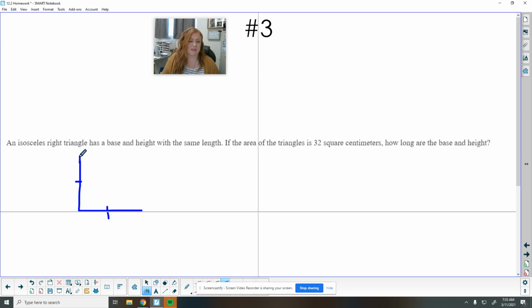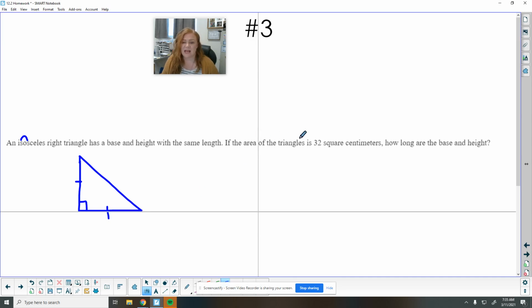I need to make that one just a little longer. And then we're connecting. And here's our right angle. So isosceles, I always remember that there's these 2 S's here. The 2 sides are the same. Has a base and a height that are the same. So the base and the height are the same, which is what we drew.